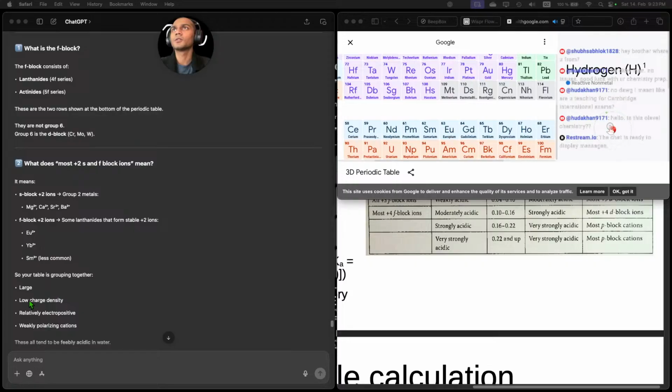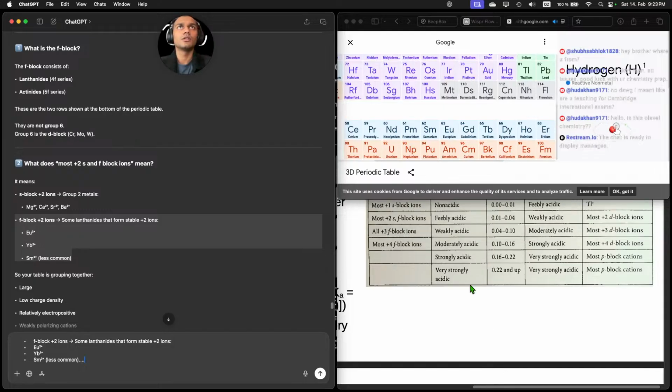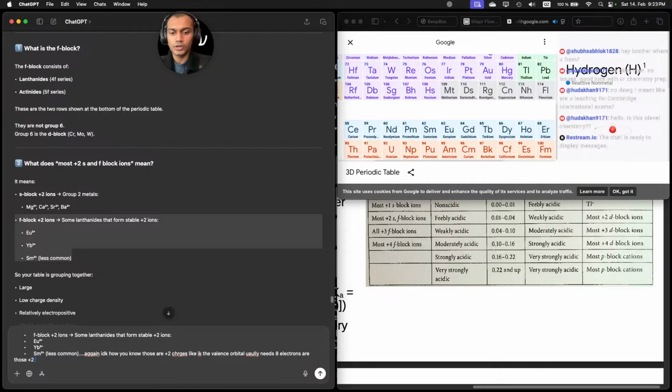So your table is grouping together large, low charge density ions, but again, I don't know how you know those are plus two charges. I know the valence orbital usually needs 8 electrons, and those plus two charges are usually when the outermost shell.